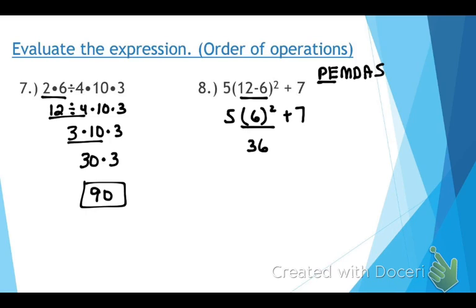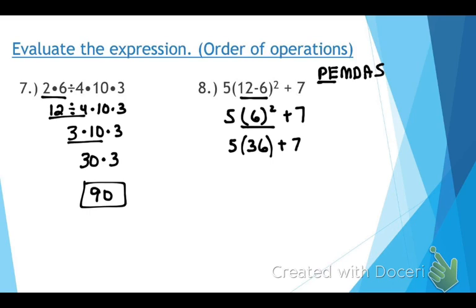Listen, this is what I saw. I saw a lot of people bringing it down like this. So now that looks like 536 plus 7. But that's not what it should be. What should I have brought down with it? Bring down the parentheses. What do parentheses tell me? What sign? I've got to multiply.